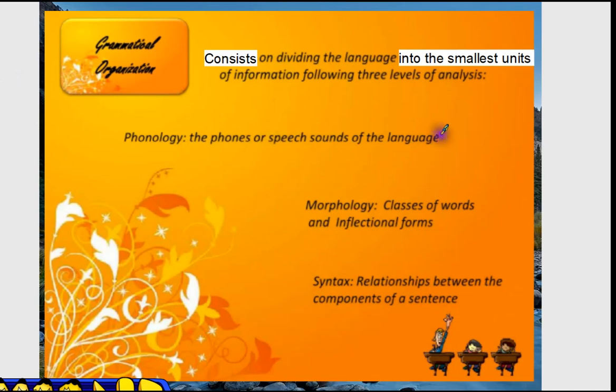So when we analyze a sentence using structural grammar, which are the exercises we're going to be working with from now on, we first divide the language or the sentences into the smallest units, and then we follow 3 levels of analysis. Okay, the phonology, morphology, an important aspect. I posted a video on this for my Grammar 1 students. You should check that. And syntax. As I told you, the relationships between the components of a sentence.